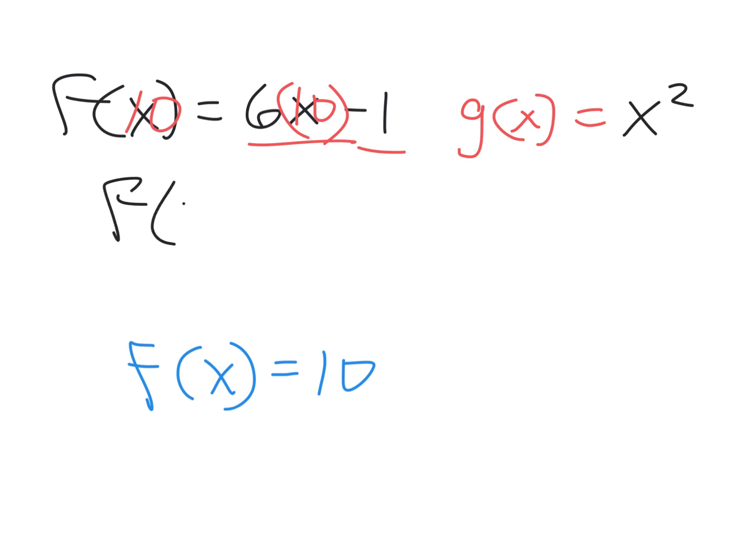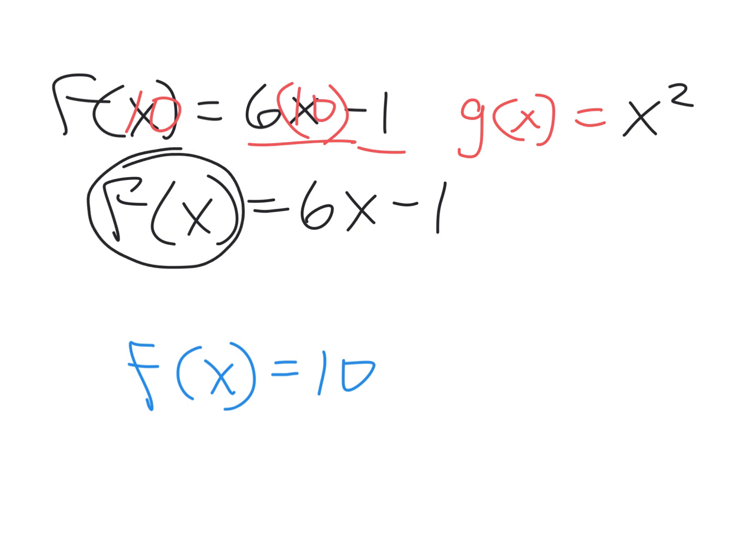I'm going to rewrite what I had at the beginning. F of x is 6x minus 1. I'm not going to put the 10 into the function. See, last time the 10 was where the x is, and it was basically saying x is 10. This is not saying x is 10. This is saying f of x is 10. Do you see the f of x right here?